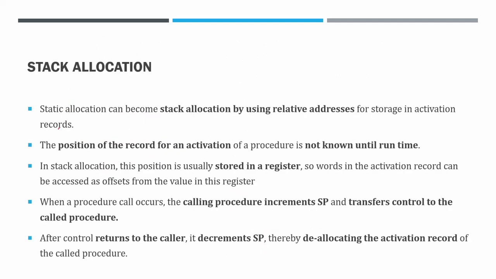Next one is the stack allocation. Static allocation can become a stack allocation by using relative addressing, right? So for storage of the activation record, the position of the record for the activation of a procedure is not known until runtime. When it comes to static allocation, we know during compile time, so we fix the memory. But when it comes to stack allocation, we don't know the position of the record. So in stack allocation, this position is usually stored in a register. So words in the activation records can be accessed as offsets from the value present inside the register.